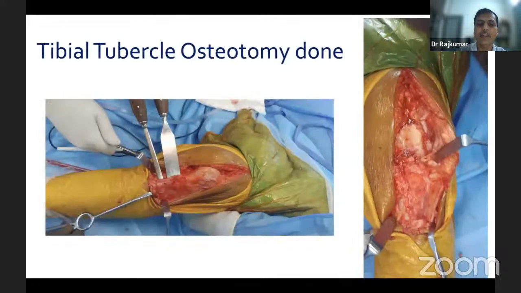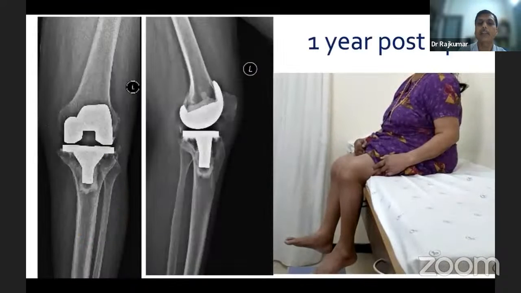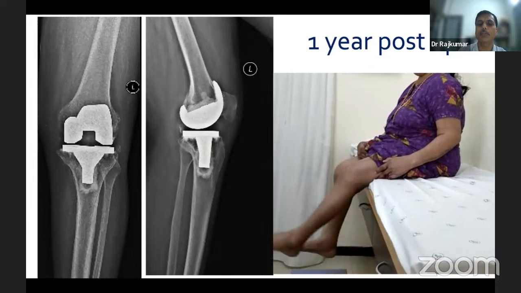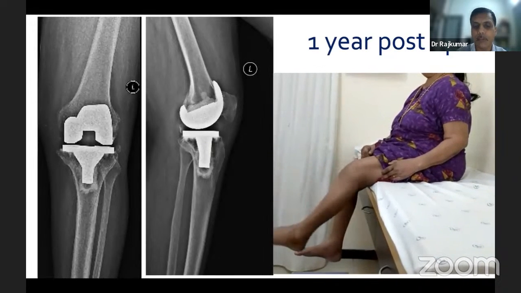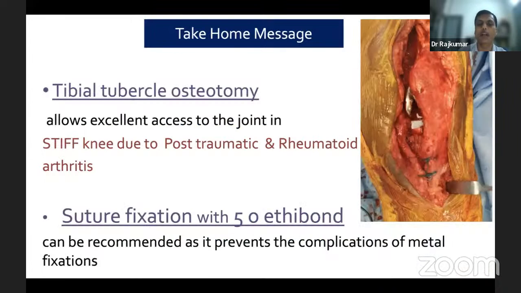So in this case, I straight away went ahead, did the tibial tubercle osteotomy rather than doing any other manipulation procedure or trying to force it. So I prevented the avulsion or the MCL injury in this way. Because of the osteotomy, I gained access into the joint without much difficulty. And then the TKR was done. And immediately after that, this osteotomy was fixed with an Ethibond suture. And this is 1 year post-op. The patient is able to extend the knee completely. So all my tibial tubercle osteotomies, I just fix with Ethibond sutures, no other metal wires.